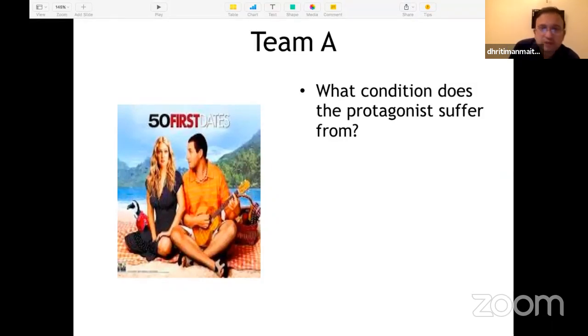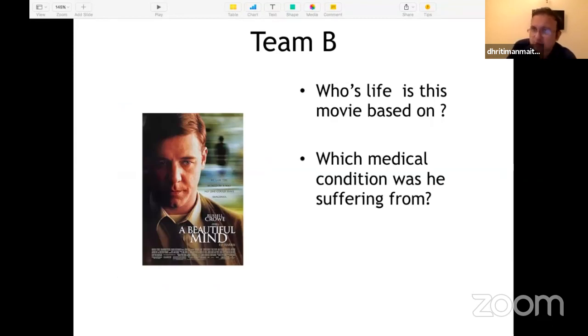Going to Soumyadipta, whose life is this movie based on? Even if you can't answer that, which medical condition was he suffering from? A Beautiful Mind. John Nash. Yes. Condition he was suffering from?